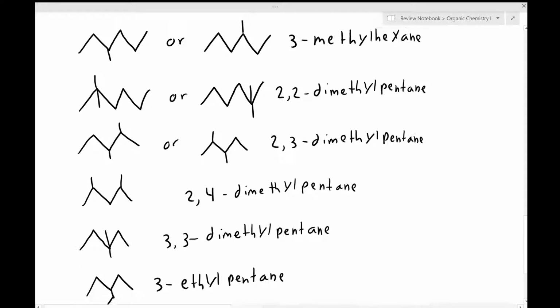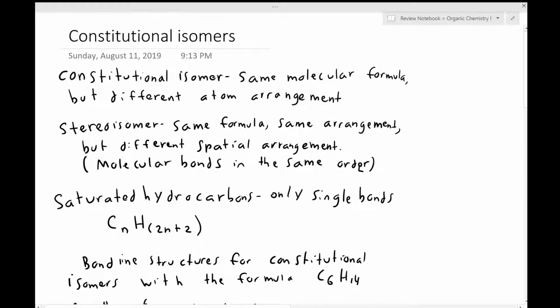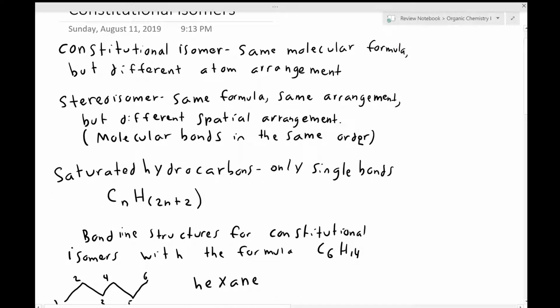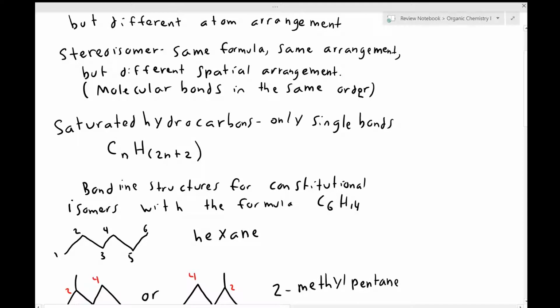And just to show you, we'll zoom out a little bit. So this was all constitutional isomer practice. We know they all have the same formula, but different atom arrangement. We know stereoisomers have the same formula, the same bonds of atoms, but in different spatial arrangement. We'll go over that in a later video. This was working with saturated hydrocarbons, where there's only single bonds. In alkanes, or saturated hydrocarbons, each carbon in the middle would have 2 hydrogens, while the ends would have 3.